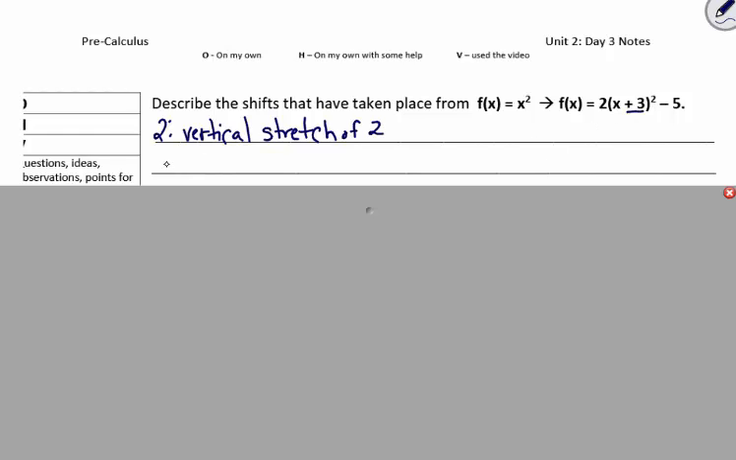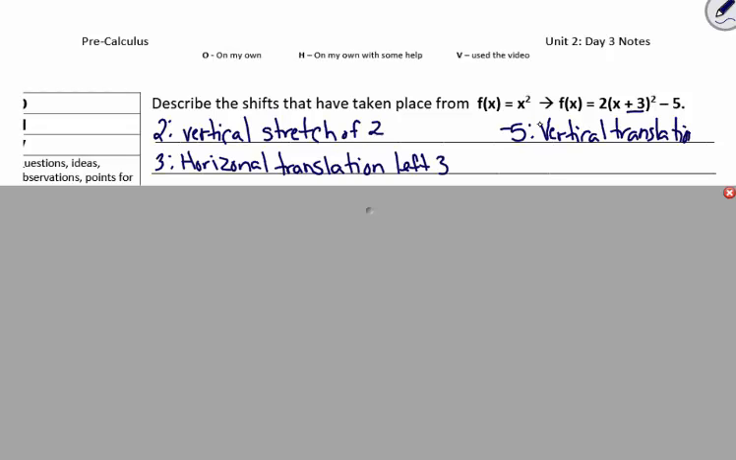Inside parentheses, that 3 is telling us that it's now horizontal because it's inside parentheses. It is adding or subtracting, so that means it is a translation. And we have to switch something, so it's a positive 3, so we're going to subtract 3. Or even better, let's say left 3. And then the minus 5, that's on the outside of the parentheses, so that's vertical. And it's a translation, and we use that sign, so we're going to go down 5. So those are the things that we're going to do from there.